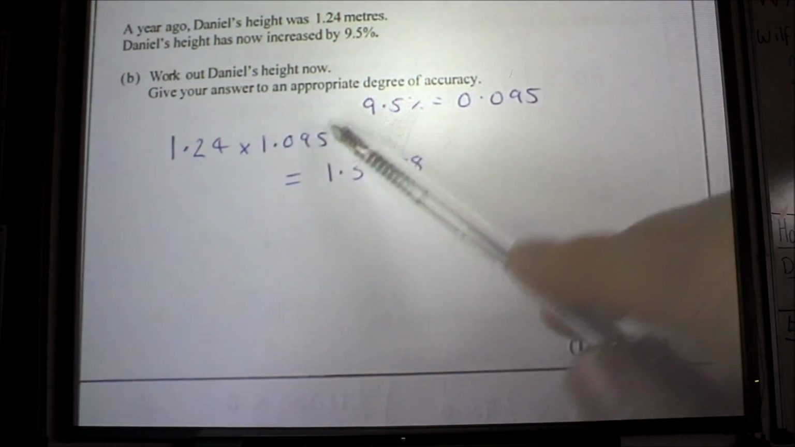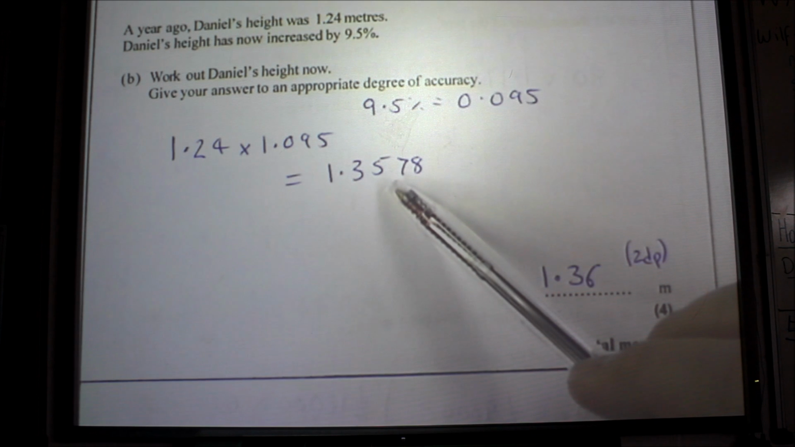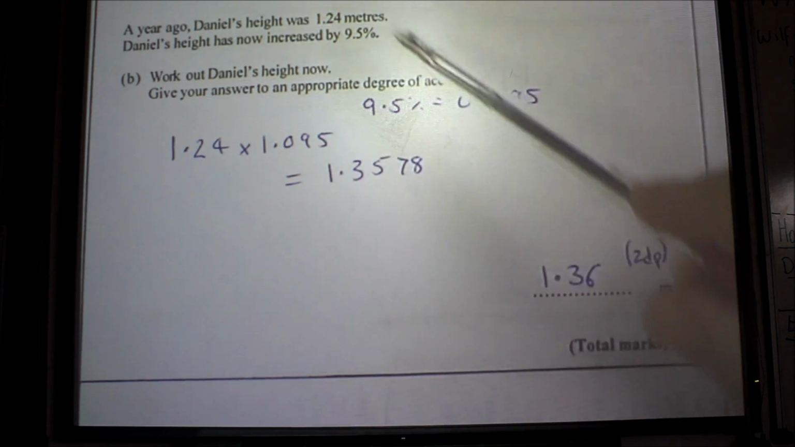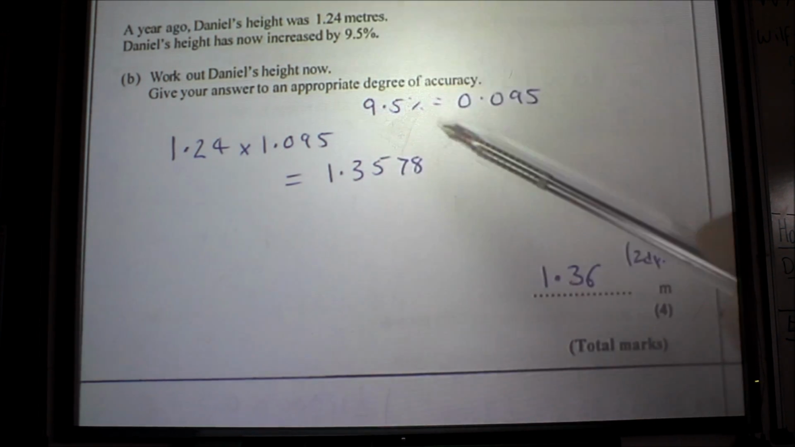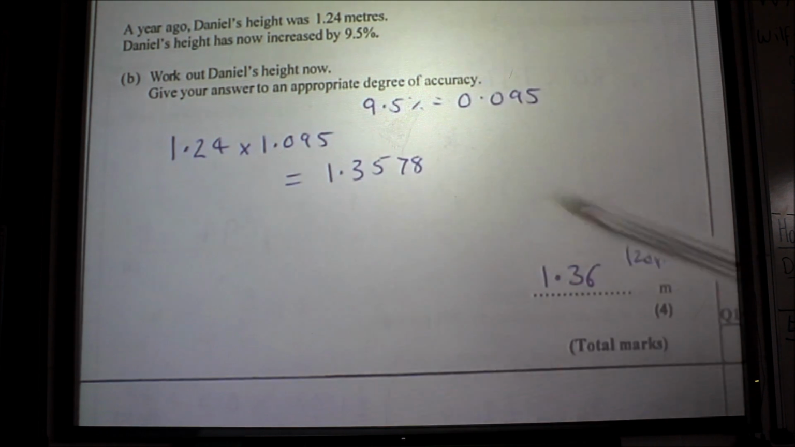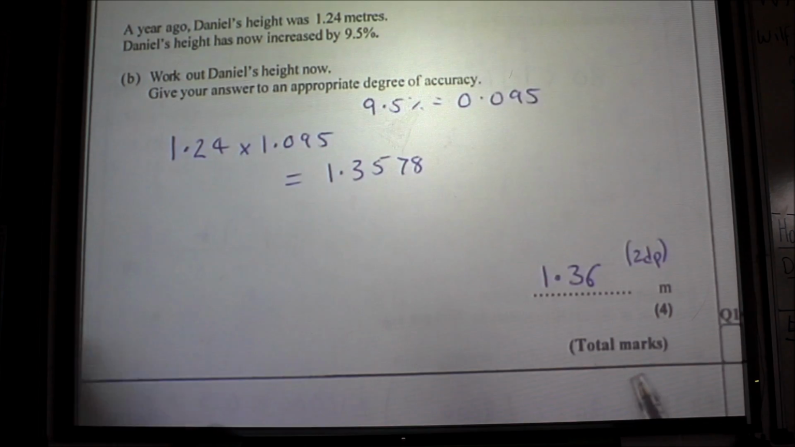1.24 by 1.095 equals that. I would round it to 2 decimal places because that's what you're given in the question. So that's an appropriate degree of accuracy. So 1.36, and tell them it's 2 decimal places.